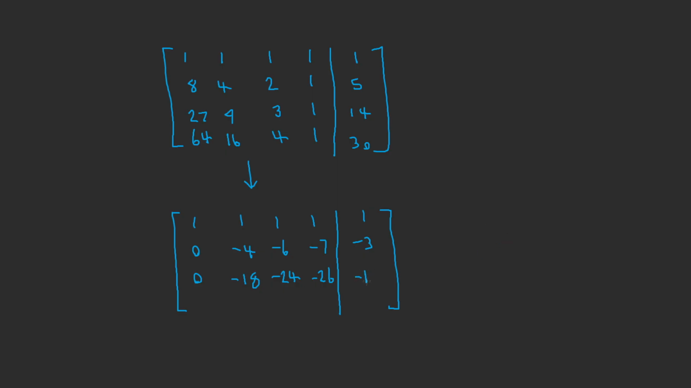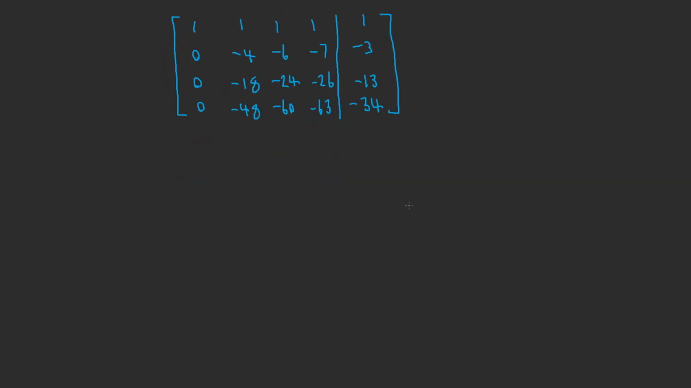Okay, negative 13. Now I need to subtract 64 copies of row 1 from row 4. Again, I'm going to get a 0, negative 48 here. Then I'm going to get negative 60 and negative 63, and 30 minus 64 is negative 34. Okay, that wasn't terrible. And I've now reduced this to a 3 by 3 system of equations.